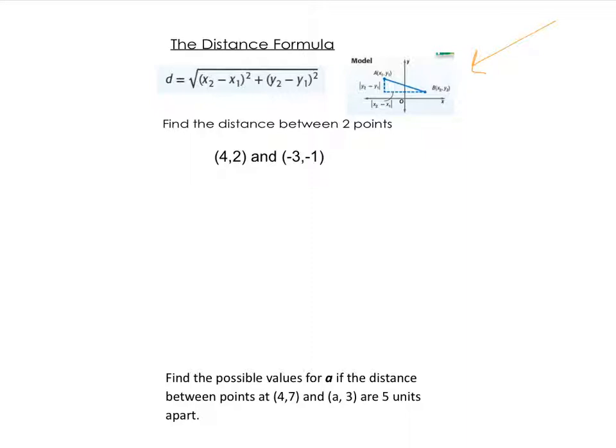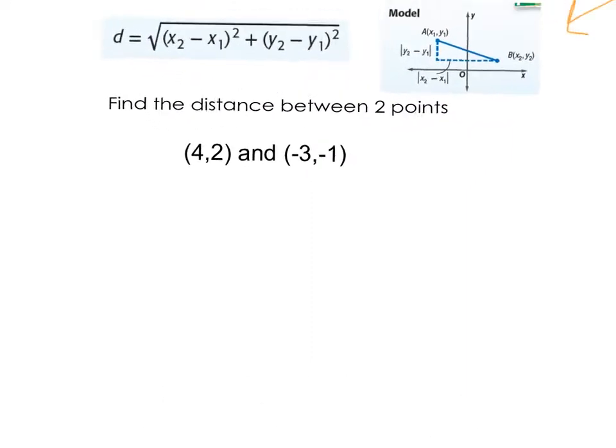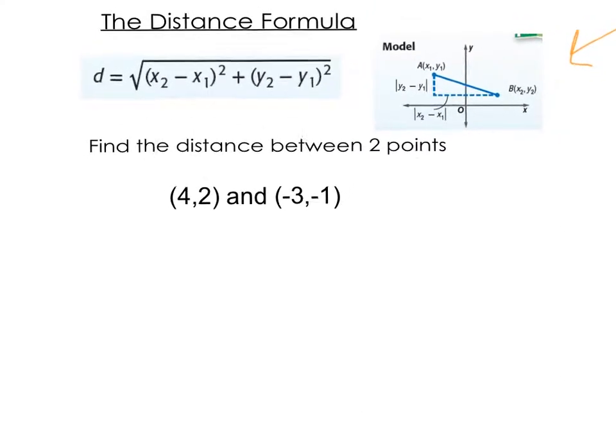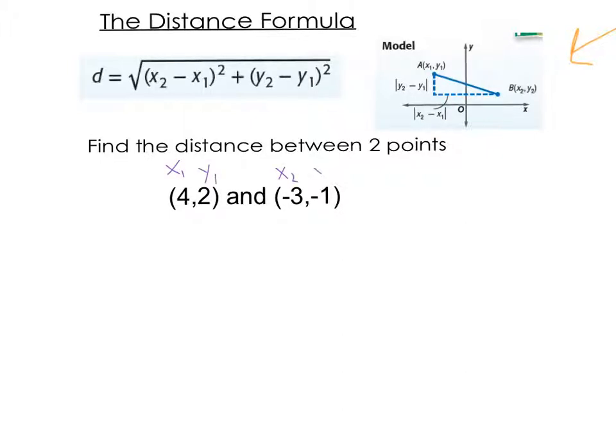So find the distance between the 2 points 4, 2 and negative 3, 1. So I'm going to zoom in here, and right away I'm going to label what x1 and y1, x2 and y2 are. So I know exactly where to plug those into my formula. And again, I called 4, 2, x1 and y1 because that's the first x coordinate I'll look at, and that's the first y coordinate I'll look at. And then my second pair was the second x coordinate and the second y coordinate.